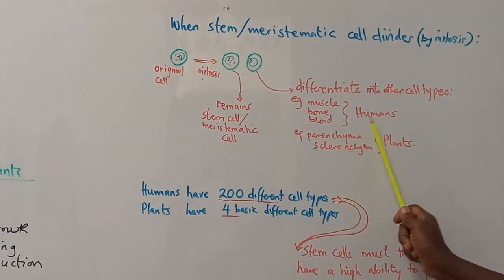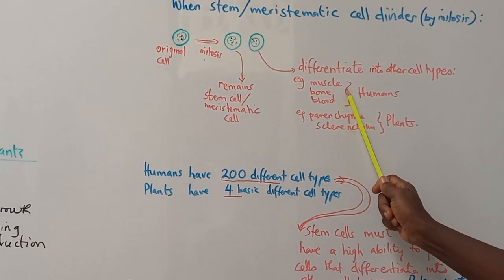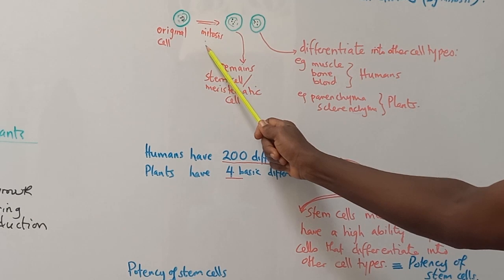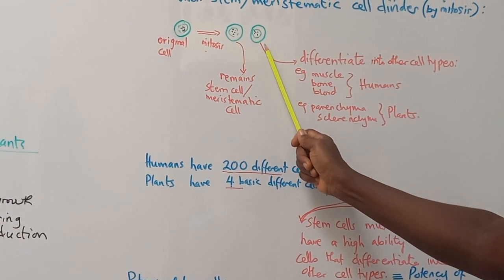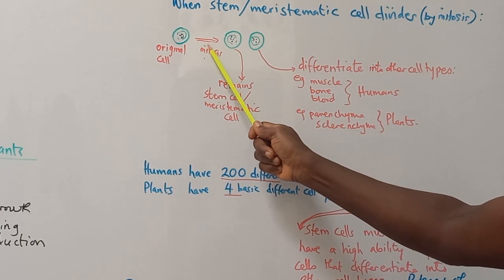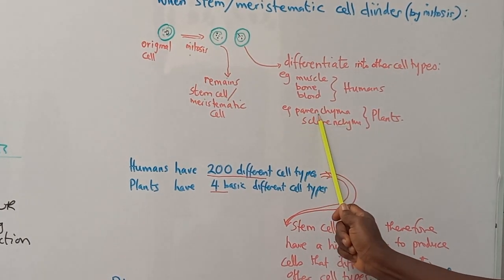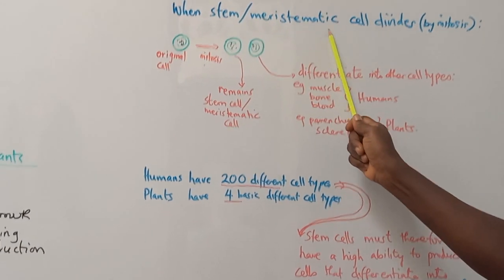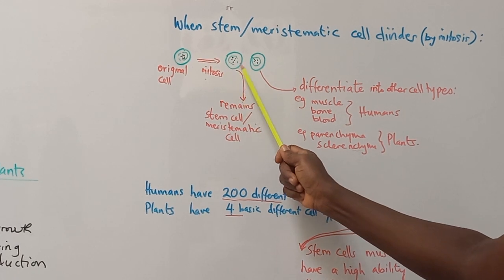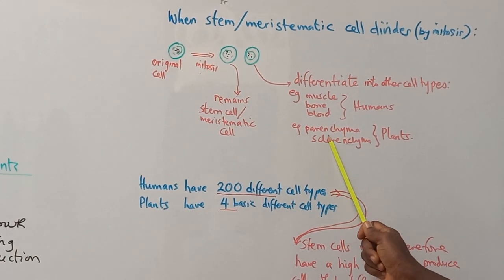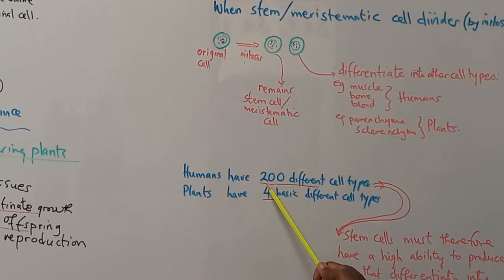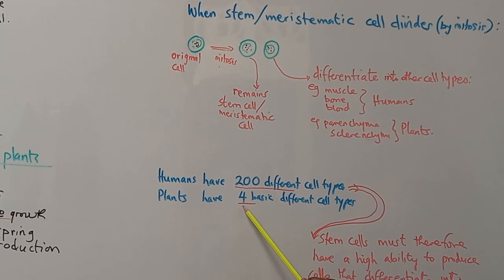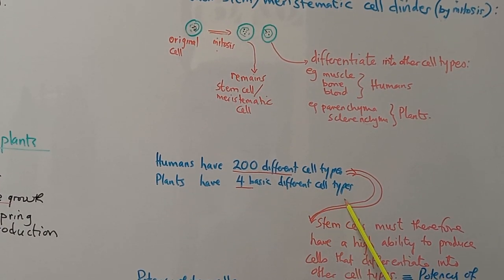So in humans, you can have many types of cells: muscle cells, bone cells, blood cells. They are all cells that originated from the original stem cell but differentiated. Plant cells too, you have plant cells like parenchyma, sclerenchyma. They are also from the original meristematic cell that divided by mitosis but then differentiated. Now, in humans, there are about 200 different types of cells. In plants, there are 4 basic types of cells.